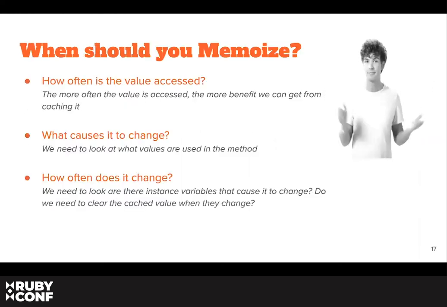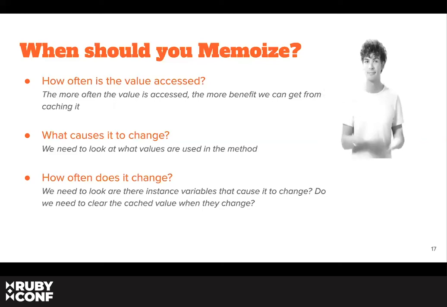So when should we use memoization? When it comes to deciding, we need to ask three questions. When using memoization, there are some questions that I think everyone should ask. How often is the value accessed? What causes it to change? How often does it change?